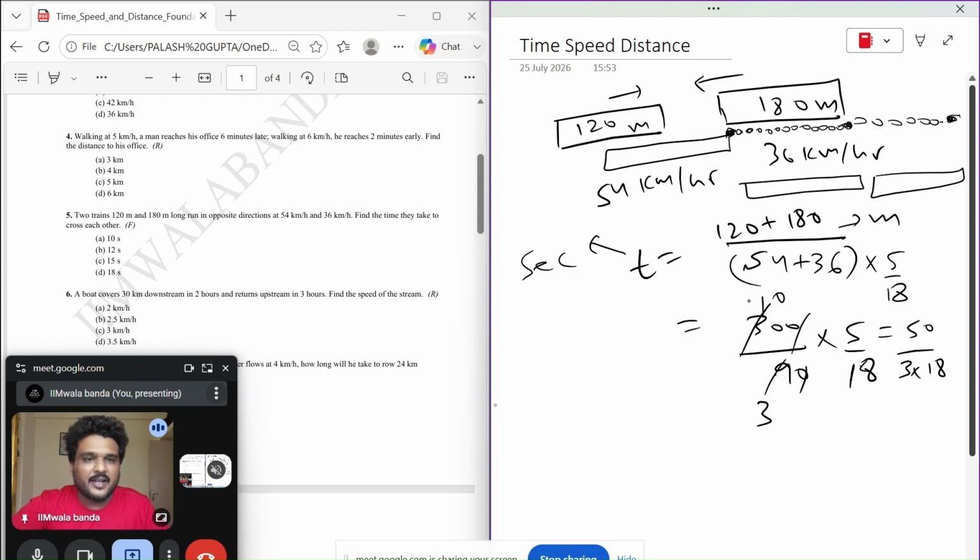Find the time they will take to cross each other. Some calculation mistake have I done.